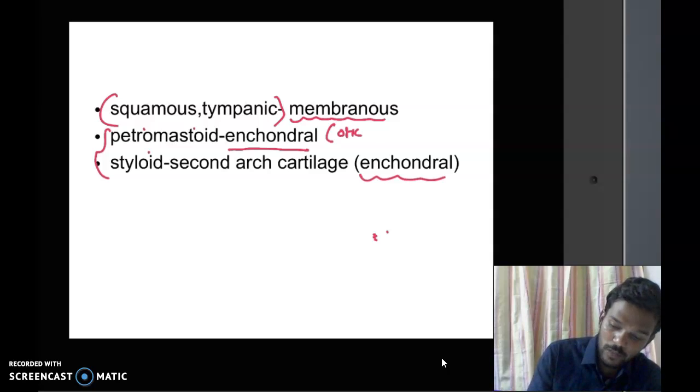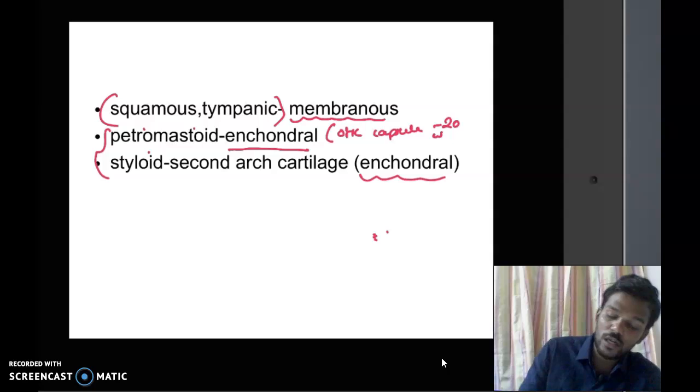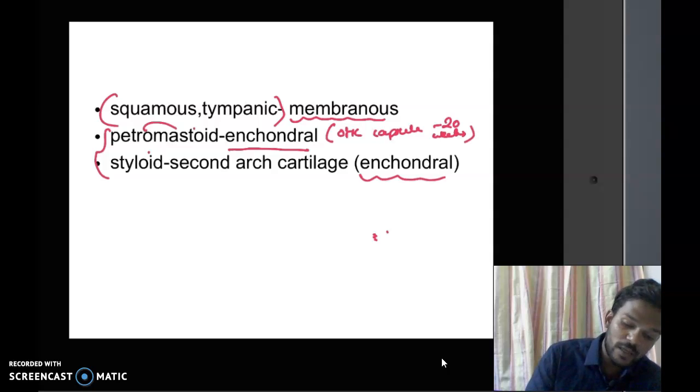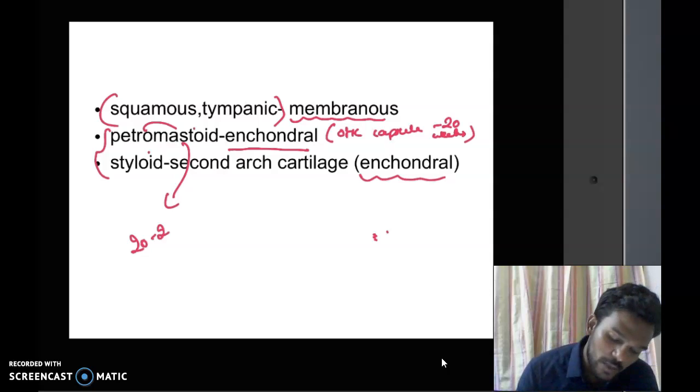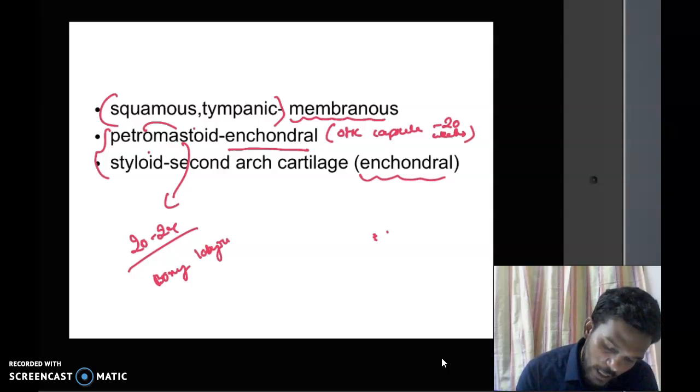An otic capsule will be formed by 20 weeks only. So once otic capsule is fully formed till 20 weeks, after that only petrous and mastoid part will start developing, and they will be having rapid development from 20 weeks to 24 weeks. In the meantime, there will also be development of bony labyrinth and other important structures of inner ear.